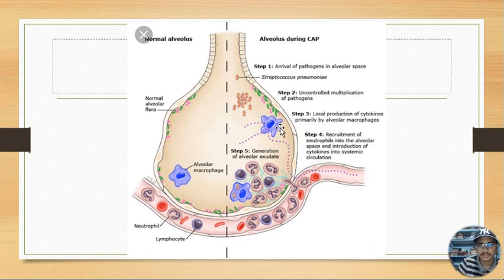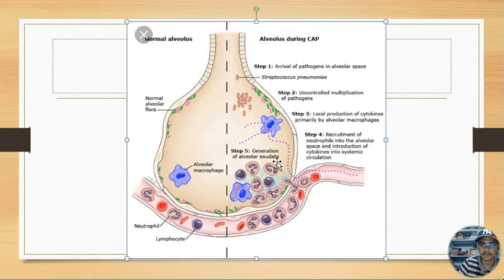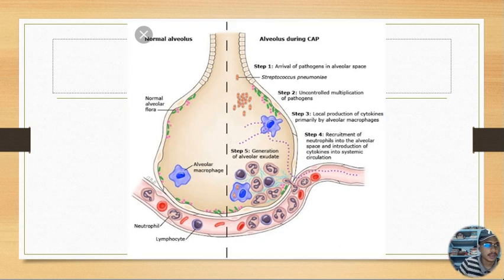Also, the cytokines released by the alveolar macrophages start entering into the blood vessels. The production of the alveolar exudate is what we call the fluid-filled alveolar sac in pneumonia. So this was the basic pathology.